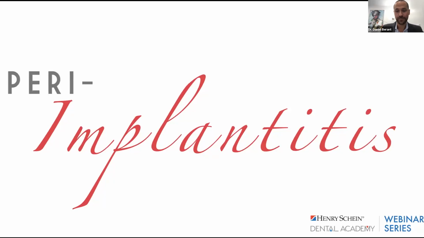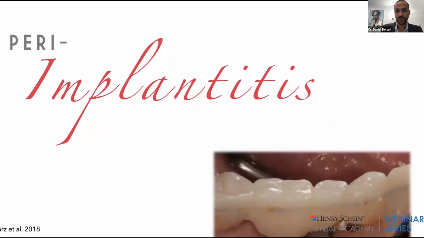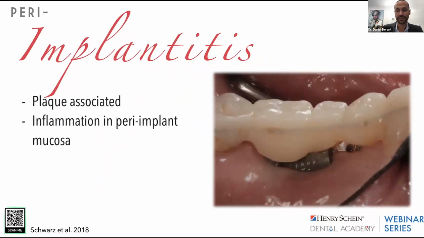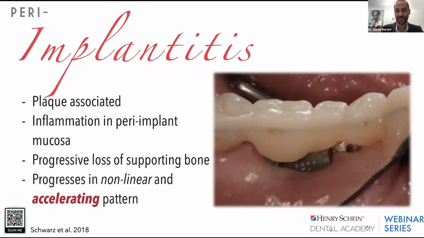Finally, the topic at hand today is peri-implantitis. When it comes to peri-implantitis, there are some cases where it's very obvious, as seen in this photo, which was referred to me by a dentist. It's usually plaque associated. It starts off, we suspect, from peri-implant mucositis, which progresses. So the inflammation continues around the peri-implant mucosa. We start seeing radiographic evidence of bone loss. And the really big thing, unlike most periodontal disease around teeth, is that the progression is nonlinear and accelerates very quickly.